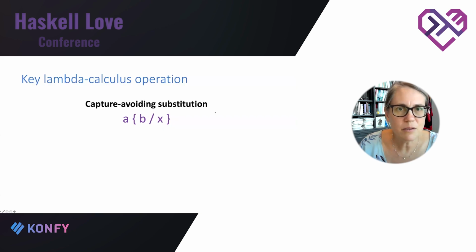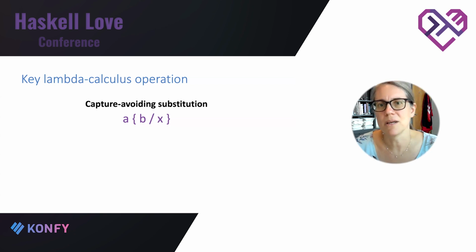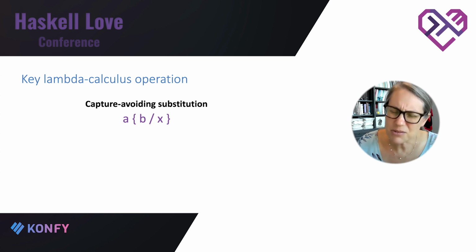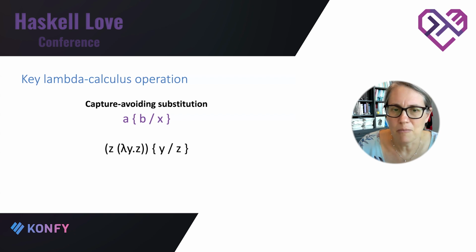Okay, so let me talk a little bit about the lambda calculus. I'm not going to talk about everything about the lambda calculus, but I really want to narrow down to a very key operation that you have to think about when you're implementing the lambda calculus. What does it mean to do capture avoiding substitution? A mathematician might write capture avoiding substitution like this, where we have some lambda calculus term A, and inside of A there's a free variable X, and we want to replace that variable with B. Sounds very straightforward, but there's this one thing about substituting into lambda terms, and that's that we have to avoid capture.